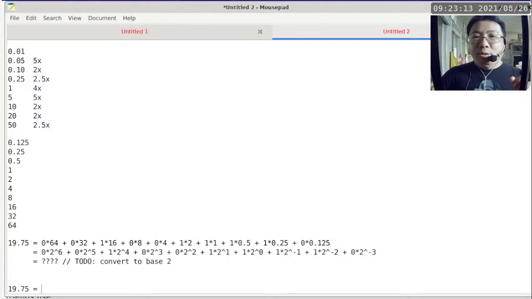We could have been using base 11. We could have been using base 16, and so on. So the first thing we need to do is to say, unless we say otherwise, a number is in base 10. So if it is in base 10, that means 19.75 is 10 plus 9 plus 0.7 plus 0.05.